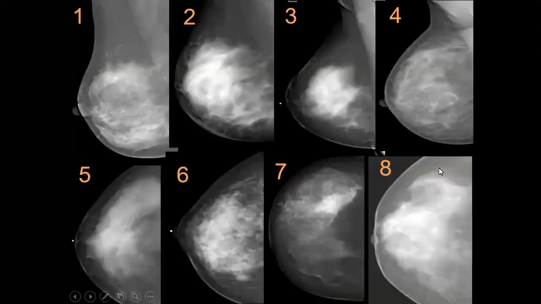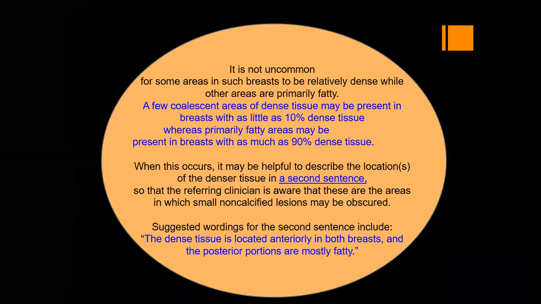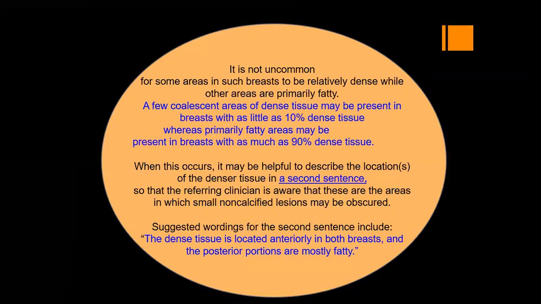Again, these are all my cases. I used to present them in lectures even before the fifth edition, reflecting this problem. And if you look here, the parenchyma occupies the same area, but there is a good amount of fat within the parenchyma, making it less dense and allowing better visualization through it, while this one is not. And the same goes for the other examples. So it is not uncommon for some areas in such a breast to be relatively dense, while others are primarily fatty.